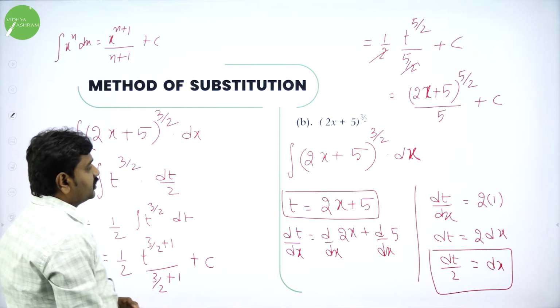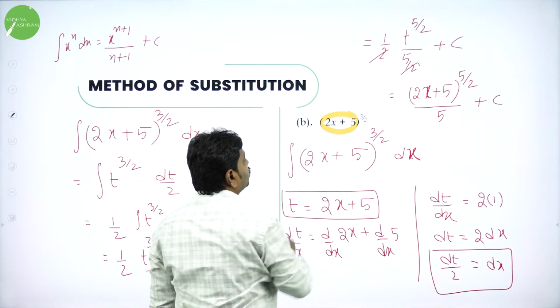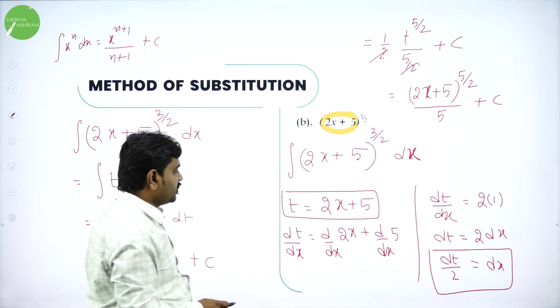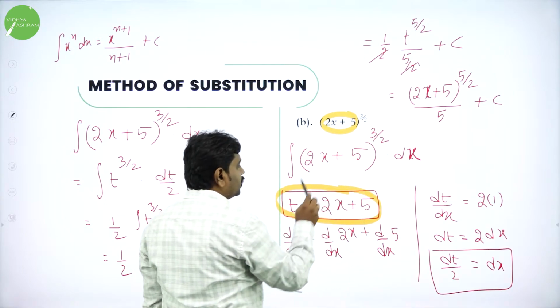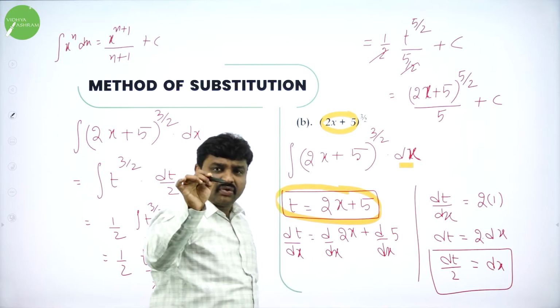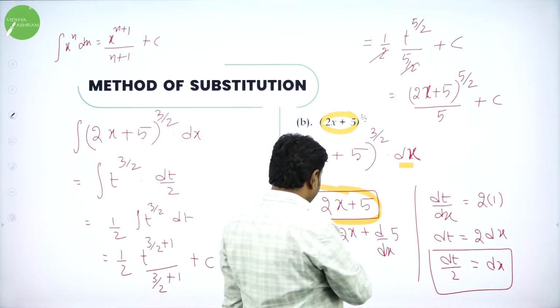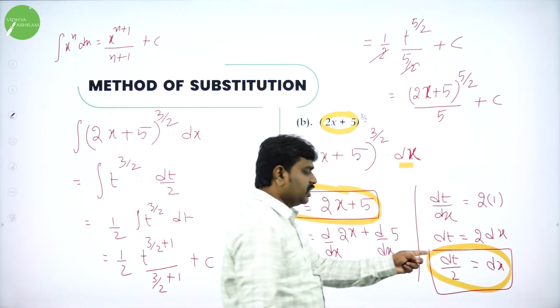Here, observation: the internal function. What is the internal function? 2x + 5. Take this as t. The key step is this: 2x + 5, we assume it as t, and the remaining part is dx. So get the value of dx. After you differentiate both sides and rearrange, you will get dx. What is dx? You will get dt by 2.